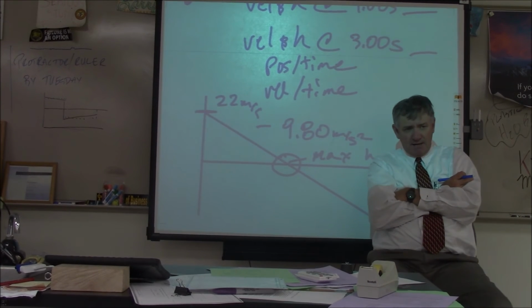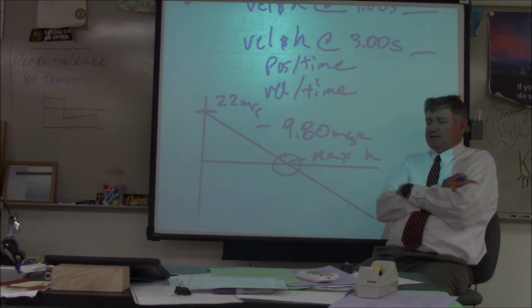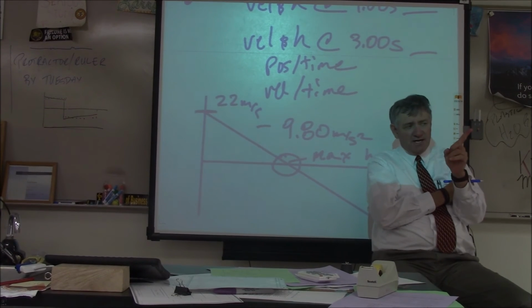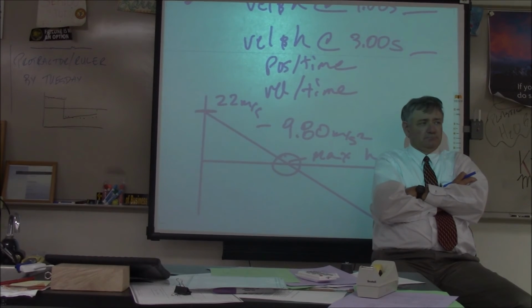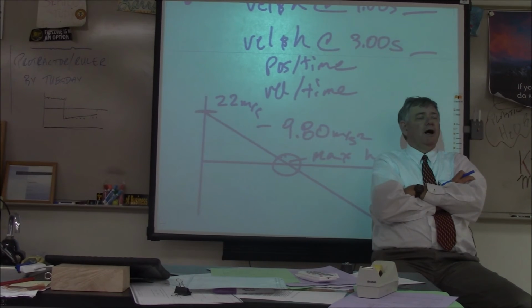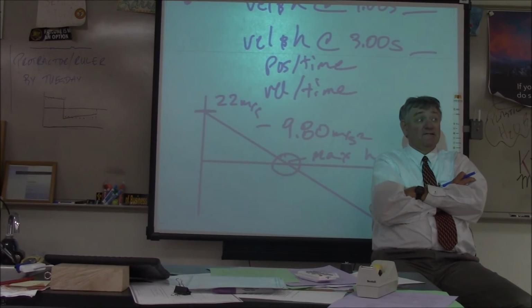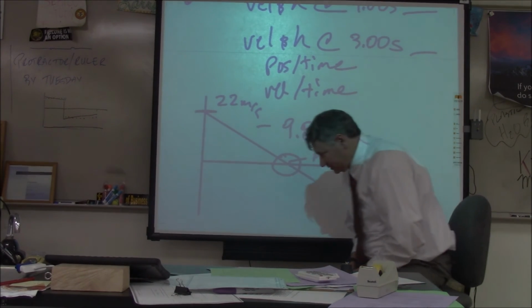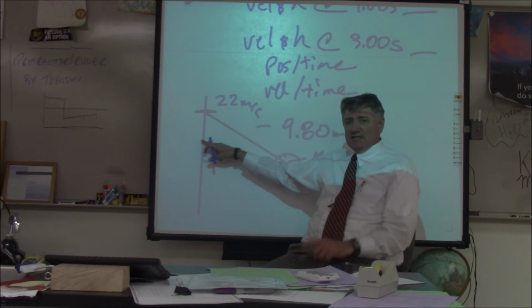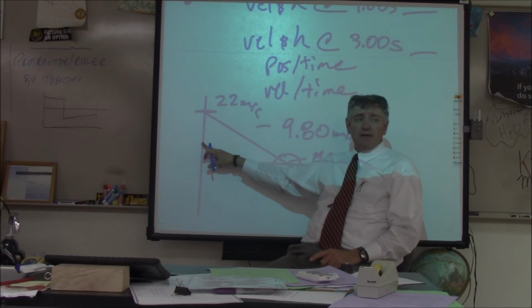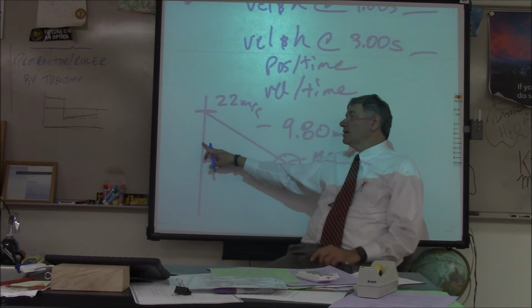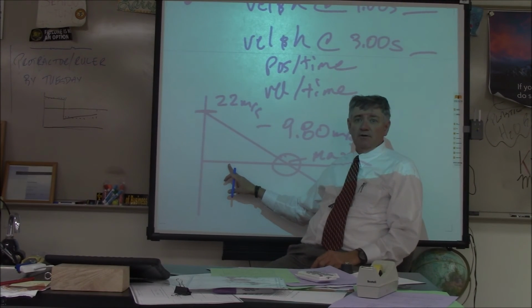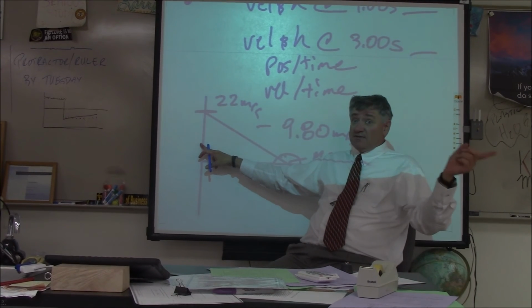Now, let's talk about my time up. Is my time up going to be more than 1 second, exactly 1 second, or less than 1 second? More. Why? It's more than 9.8. Because if I started with an initial velocity of exactly 9.8 meters per second, how long would it take to get to 0? 1 second.